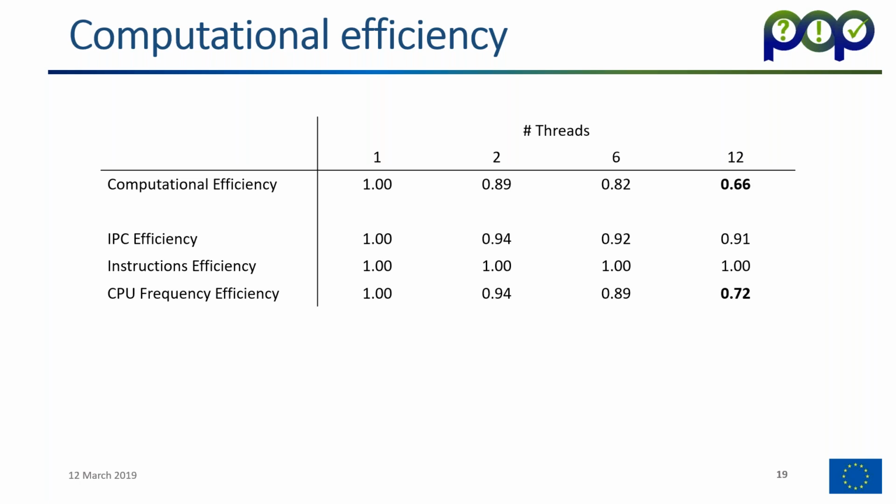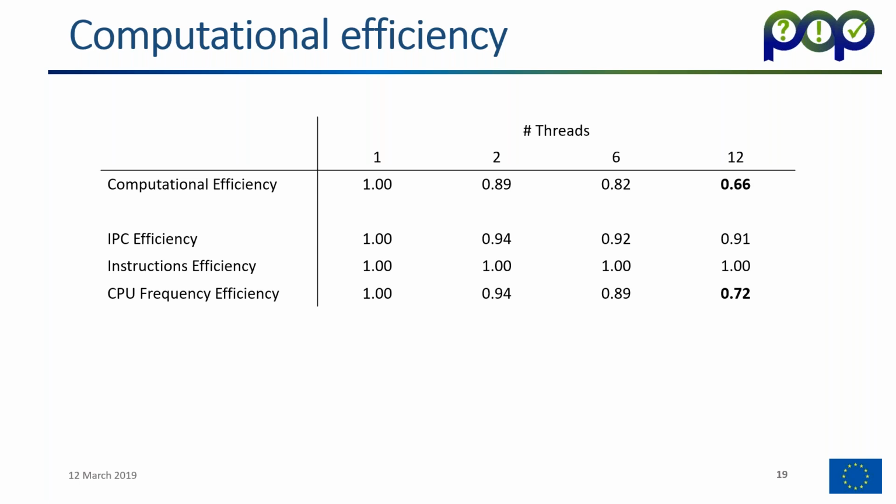For this particular case study, we were strong scaling the input data, so we were keeping the input data the same and then just increasing the number of threads. So we would expect to see the total number of instructions executed remain the same across all thread counts. And that indeed is what we see here.